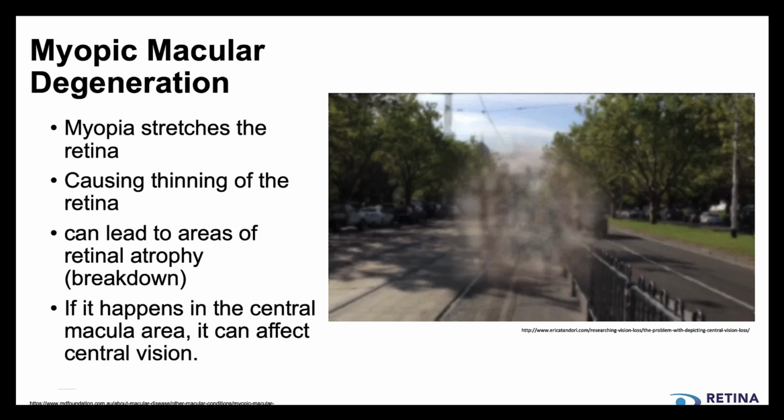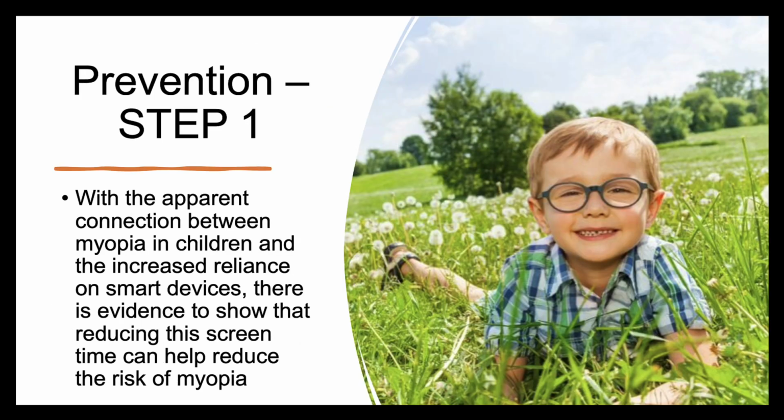The elongated eyeball that we now know is myopia stretches and thins the retina. That thinning leads to retinal breakdown, and if that's in the central area, which it often is, that starts to affect central vision at a very young age, and this is called myopic macular degeneration, MMD.